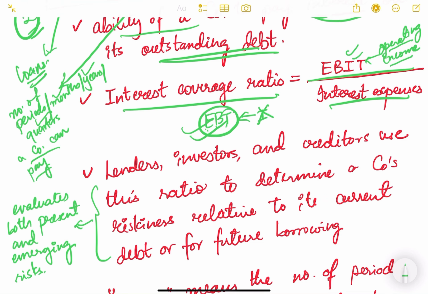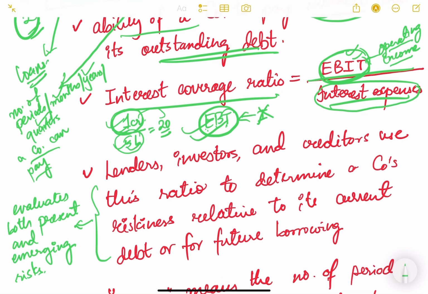That is very simple. For example, if the interest expense is for 1 year, EBIT you will also take for 1 year. For example, your EBIT for 1 year is say 1 crore rupees, and your interest expense is say 5 lakh rupees. So your interest coverage ratio is 20. What does it mean? It means that annually you have to pay 5 lakh rupees as interest. Your annual EBIT, operating income, is 1 crore rupees. With this annual income, you can pay interest payment up to 20 years.